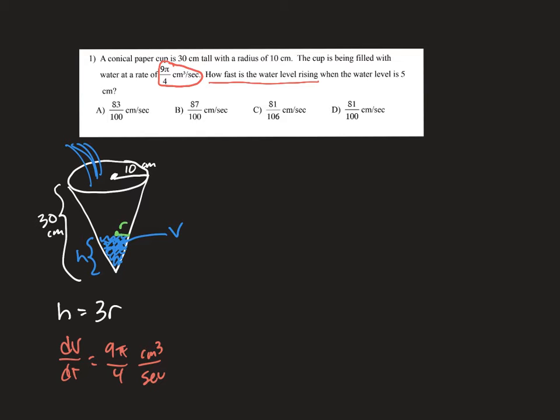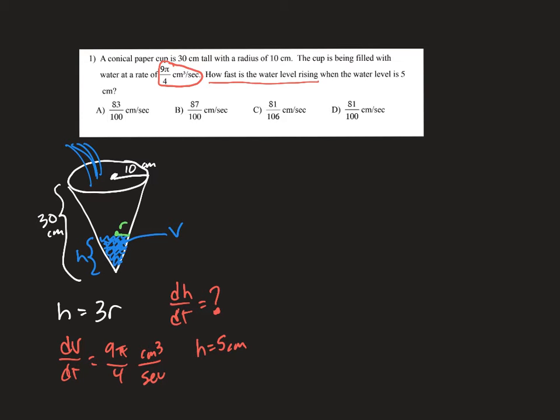First of all, how fast is the water level rising? When we say that, we mean dH dt, and we don't know what that is. We want to figure it out. So that's what I'm trying to find. And then we're told that we're interested in that measurement when the water level is 5 centimeters. So they're telling me that H is 5 cm at that time.